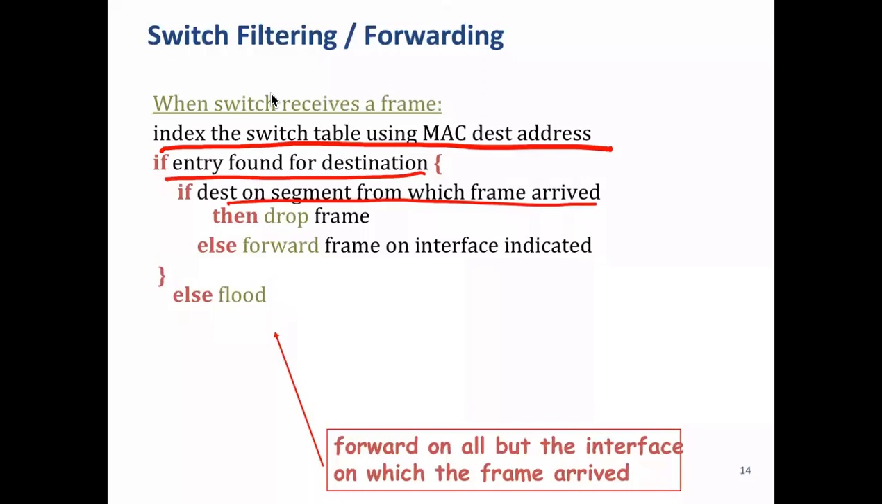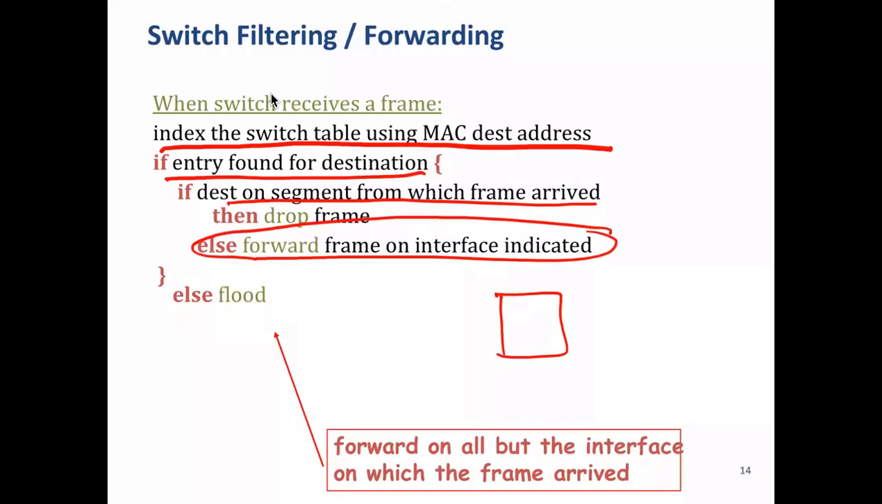If it's found, then forward the frame on that port. If the destination is on the same port, then drop the frame. So it's like this. There is a switch, and then ports 1, 2, 3, 4, and these are A, B, C, D.